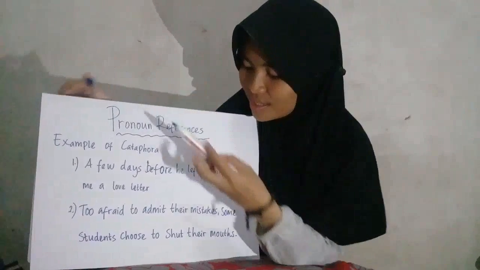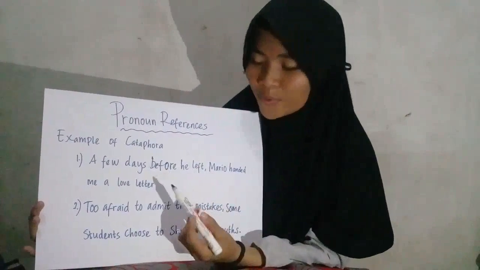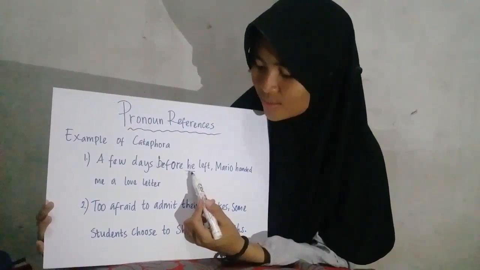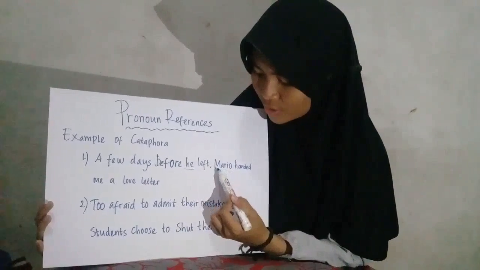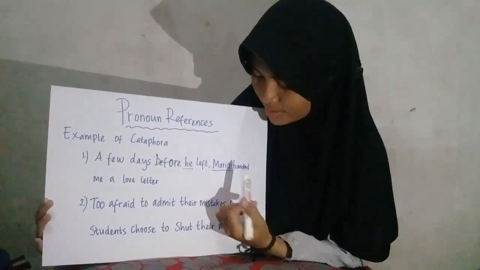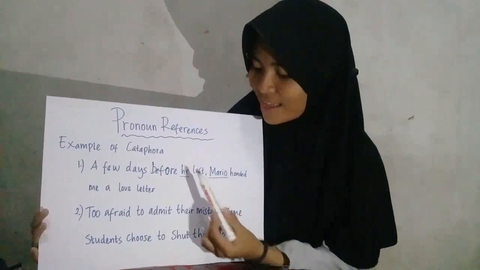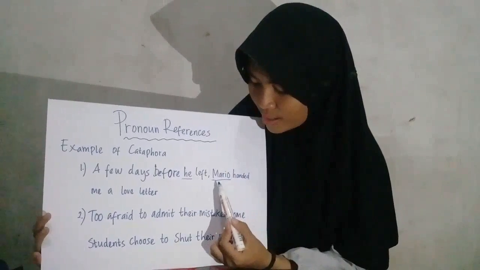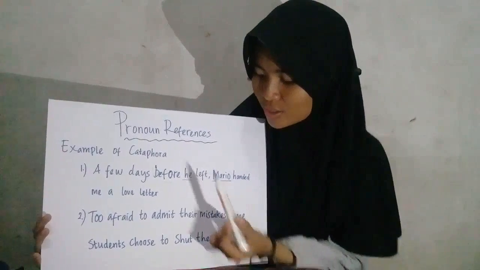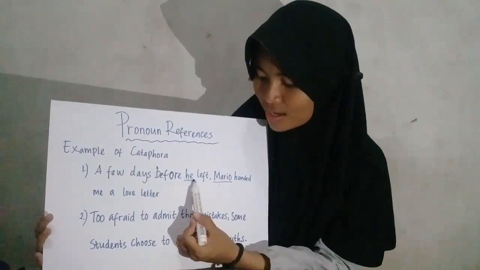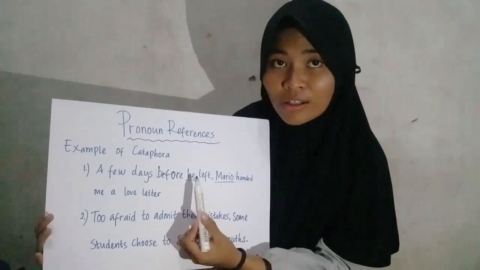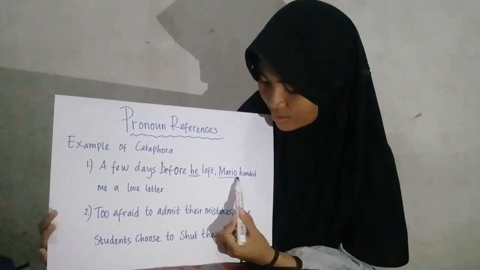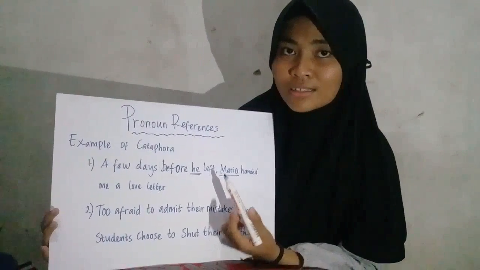Well, we can see here that there's a pronoun he. Well, this pronoun refers to Mario as a noun. Well, we can see that the word he comes first before the noun Mario. So he here is called as cataphora, and Mario here is known as the antecedent.